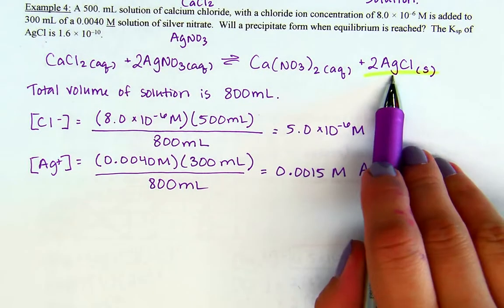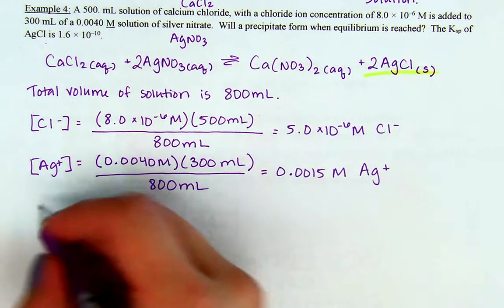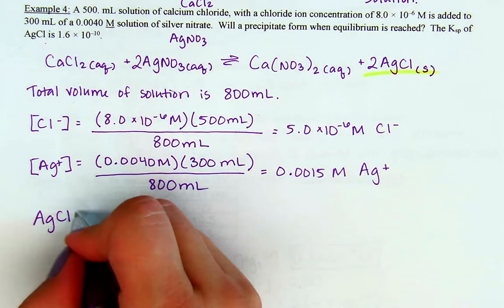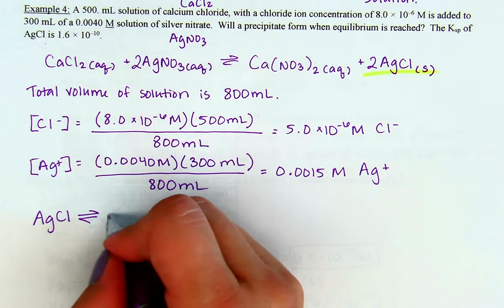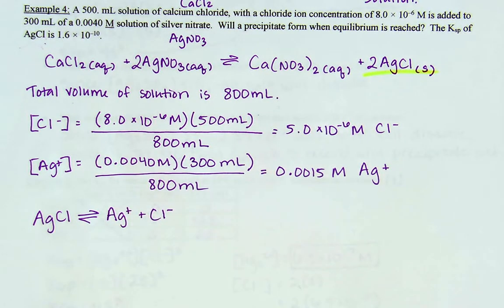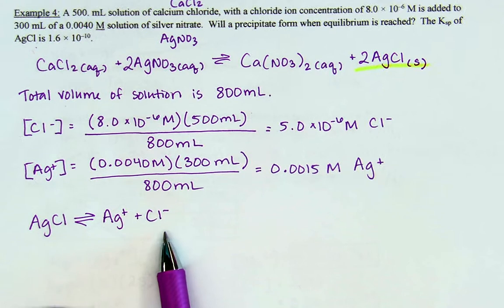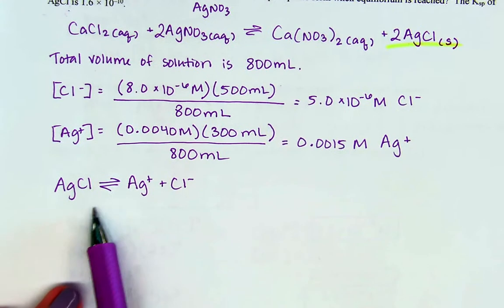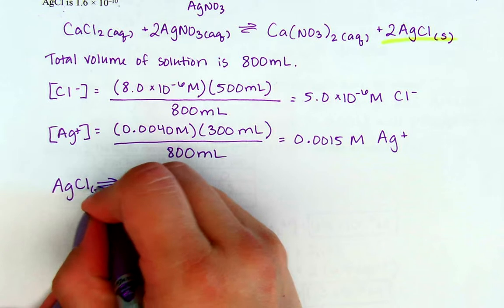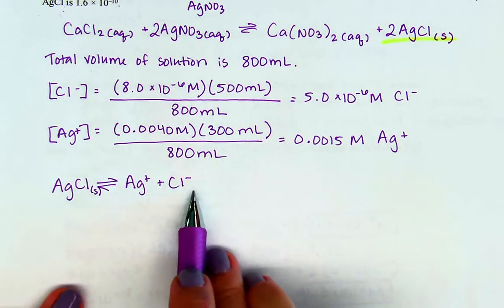Now let's look at silver chloride in itself. So silver chloride, what we care about, is the dissociation of silver chloride. So AgCl in solution is going to dissociate into Ag plus and Cl minus, right? So we have our silver ions and our chloride ions, and those are going to be in equilibrium with the silver chloride solid salt here. So this is our solid salt, and these guys are aqueous.